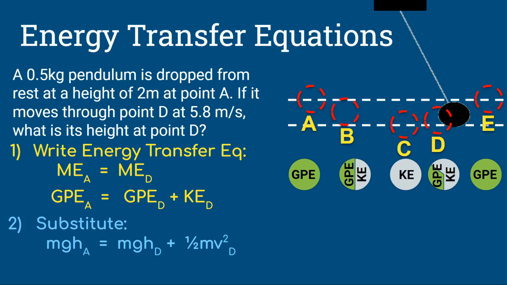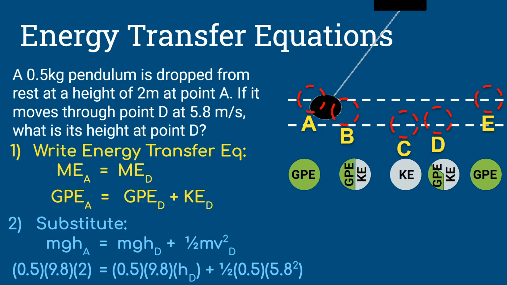Okay, so now I have GPE at point A, mgh, equals GPE at point D, mgh, plus KE at point D, 1/2 mv squared. Okay, and I have a little subscript there to keep it straight. I have A and D labeled on there. Okay, and now we're going to put the numbers in.